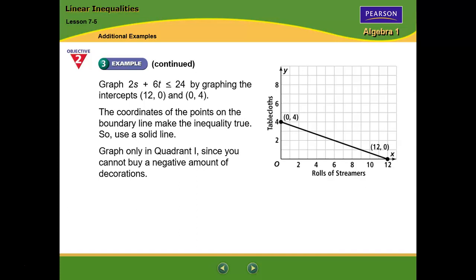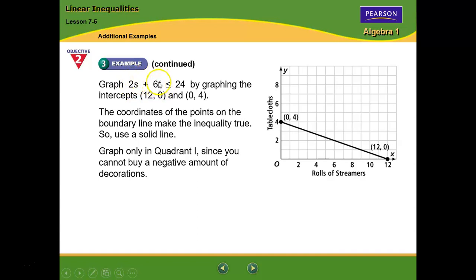So if we find the x-intercept, and in this case x represents our s because that's the first one that we defined, and also here in our graph we put rows of streamers on the horizontal axis. So our streamers are representing our x value in our graph. So let's put a 0 in for t, because if we're solving for the s or x-intercept, you have to put a 0 in for the other variable.